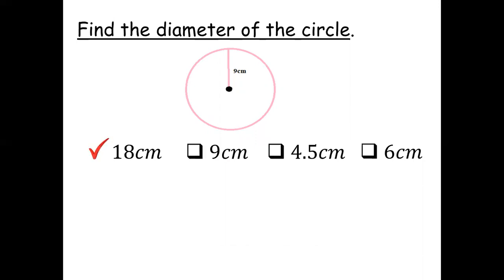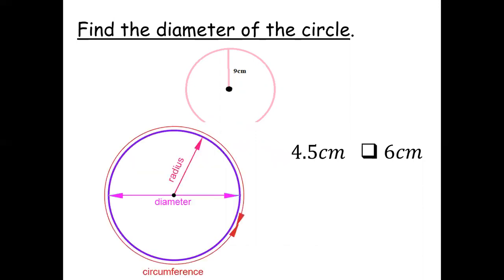Why did we say that it is 18 centimeters? Well, you can see this is the circle. The radius is from the center of the circle to any one side of the circle. So what's given for us is the radius. But the diameter is 2 times the radius, because diameter means from one corner of the circle to the other. Radius is half of diameter.